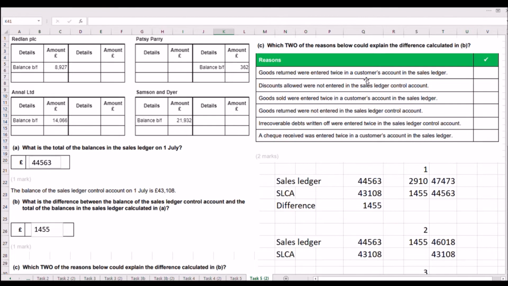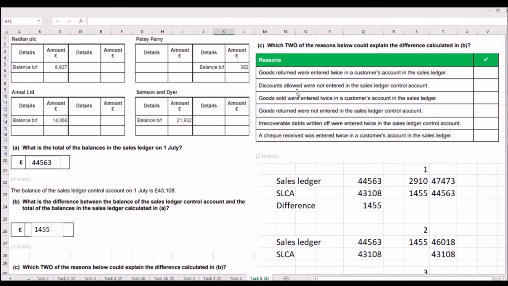So we're going to debit this out. It's debit twice from the sales ledger, and debit once from the sales ledger control account. So we debit it there, and we're going to reverse out that journal and then see if they're the same. They're not the same. It's not the first one.